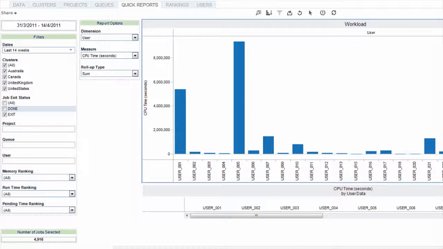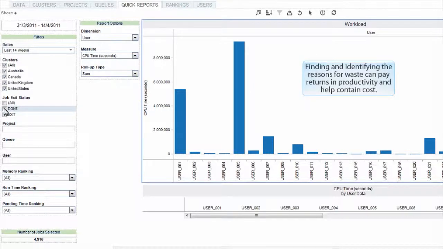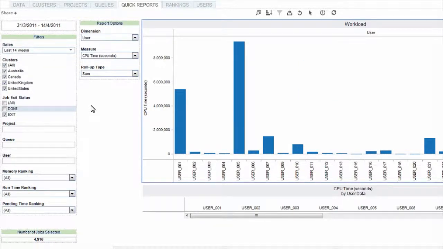Now I see just CPU time by user for exited jobs. User 5 appears to have wasted almost 10 million CPU seconds in just the last couple of months. That's 115 processor days, or the equivalent of tying up a 4 CPU machine for an entire month. Finding and identifying the reasons for this waste can pay dividends in terms of productivity and help contain cost.